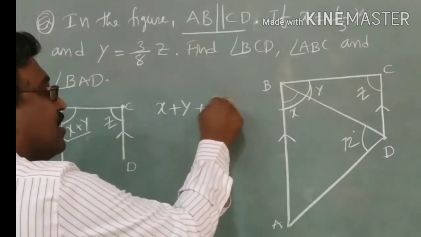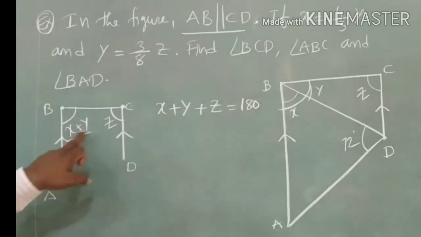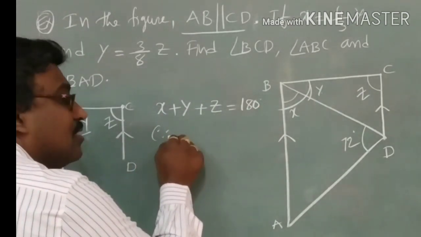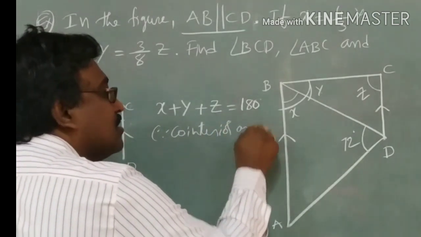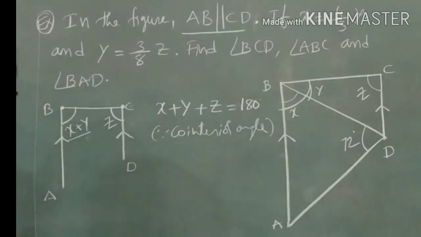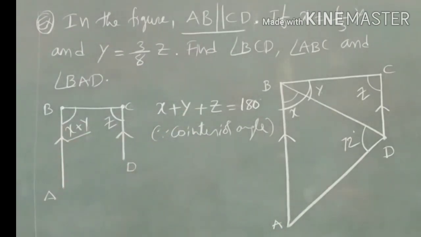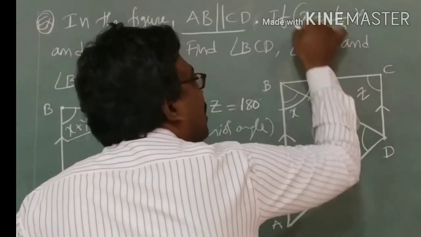So, first angle is x plus y. Second angle is z is equal to 180 degrees. X plus y plus z is equal to 180 degrees because it is co-interior angles. Sum of co-interior angles is equal to 180 degrees. It's a statement and it's a reason. Now, what is x? He gave to you. X value is how much?